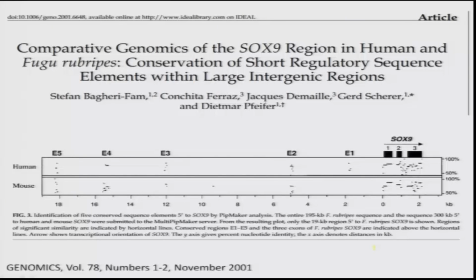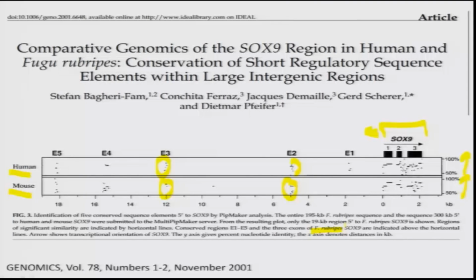possibilities, and what they have done is first they compared the sequence of the human with the mouse. Okay, this is the SOX9 gene, exon 1, 2, 3, and possibly this is where the upstream regions are, and you can see that this is 50 to 100% similarity, and you can see that there are segments that are highly conserved. You can see that this is human and mouse sequence compared with puffer fish.